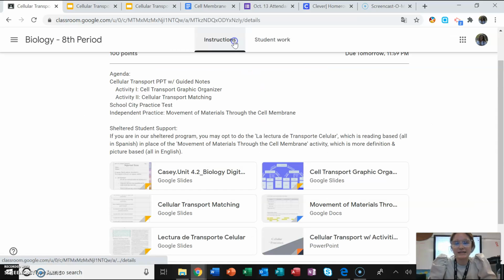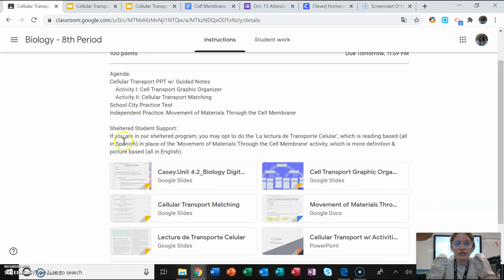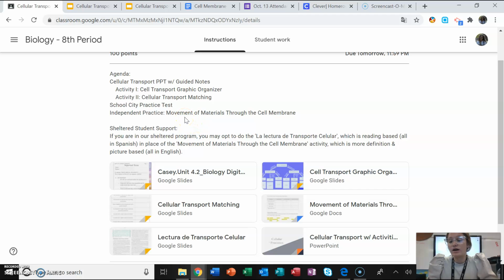So I'm just going to click that, take a look at the instructions that we have here. I've got the agenda posted. We're going to start with the cellular transport PowerPoint, and then of course you have guided notes available to you that were added here in the attachments at the bottom. I've also added the class website to this morning's reminder that today was a B-Day, and you're welcome to click that as well. It'll take you to the information regarding today's class as well.